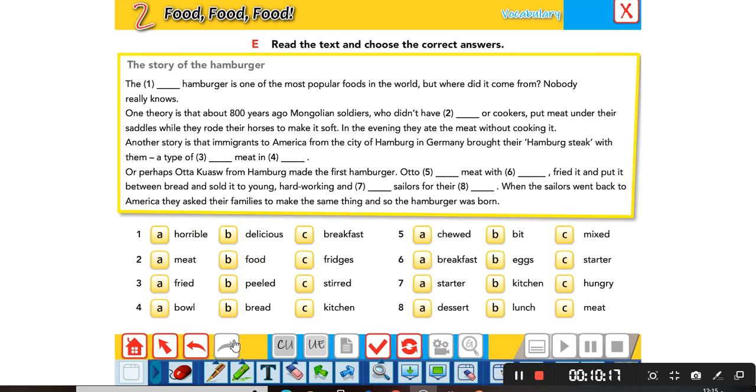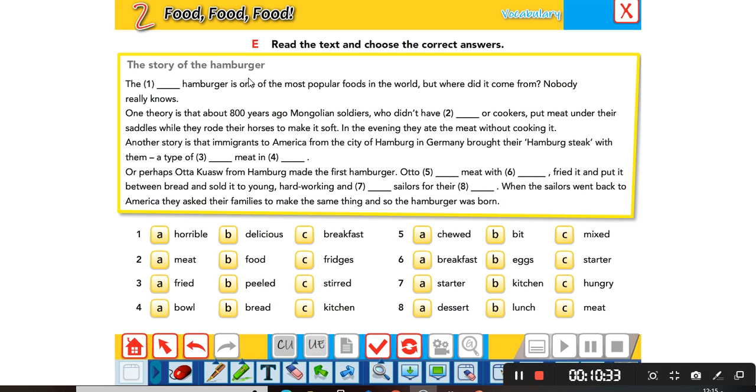For exercise E, read the text and choose the correct answers. Here is the story of hamburger. How did it start? I need you to pause, read the whole passage, and then think what is the best word to fit in for each gap.